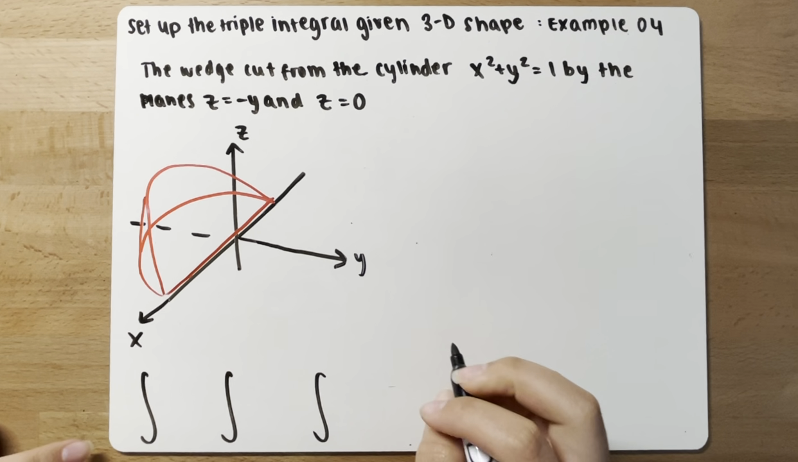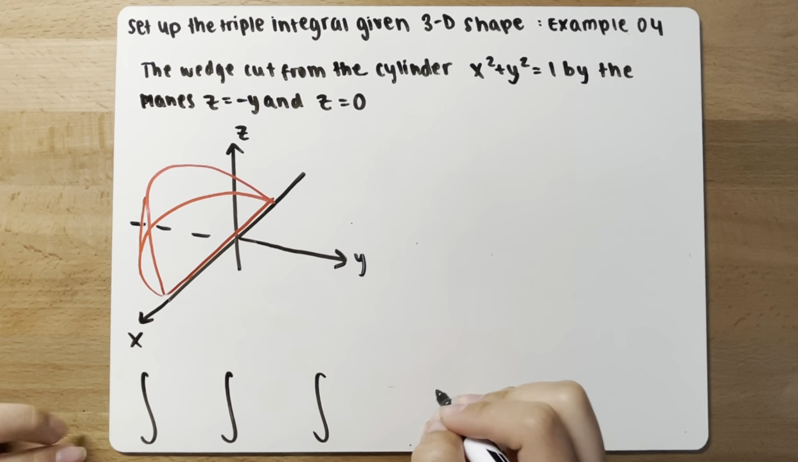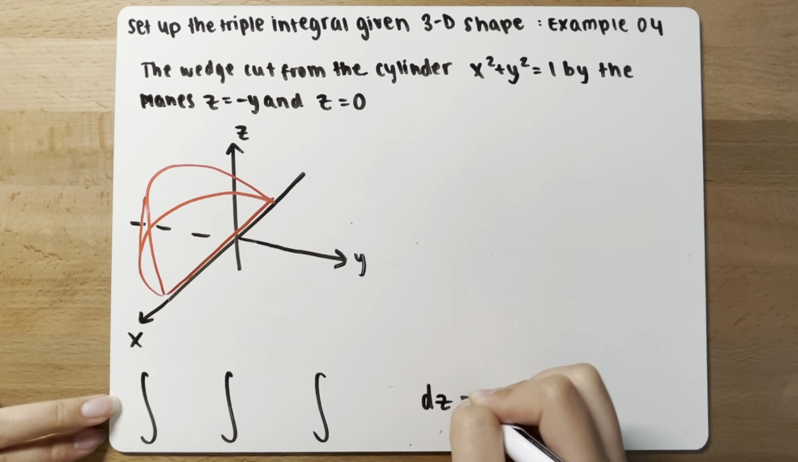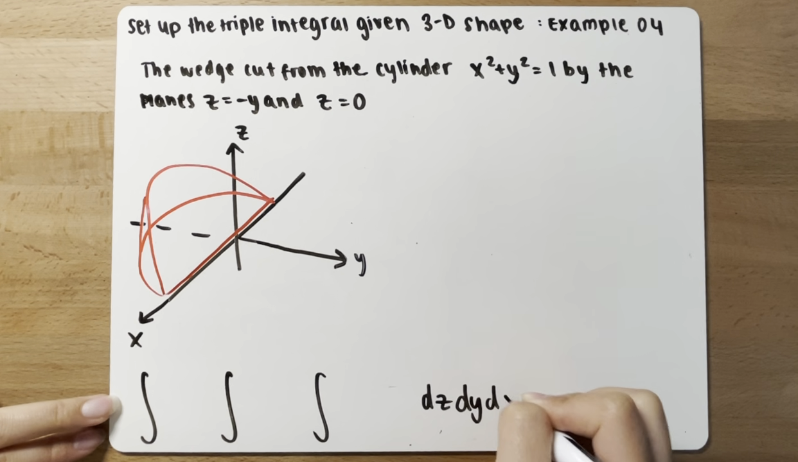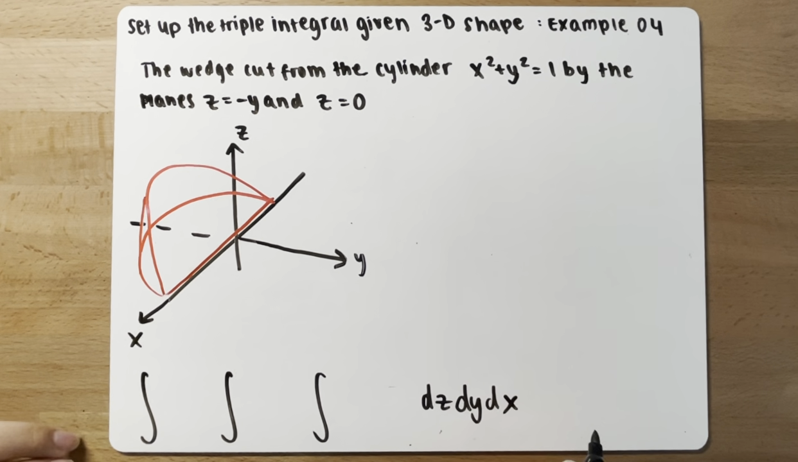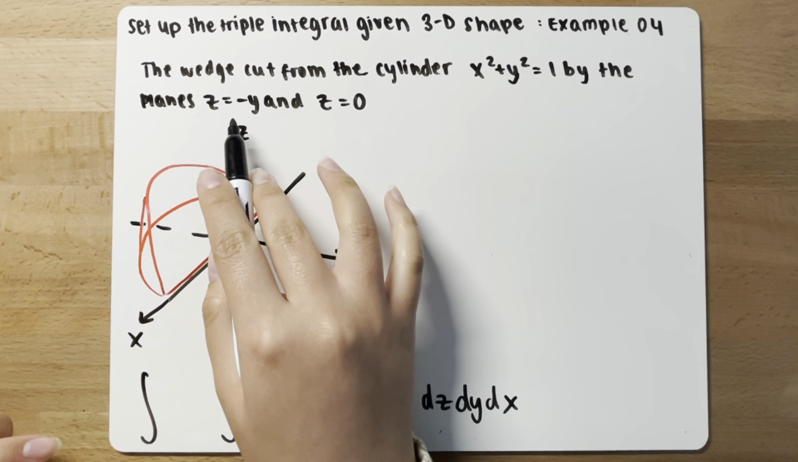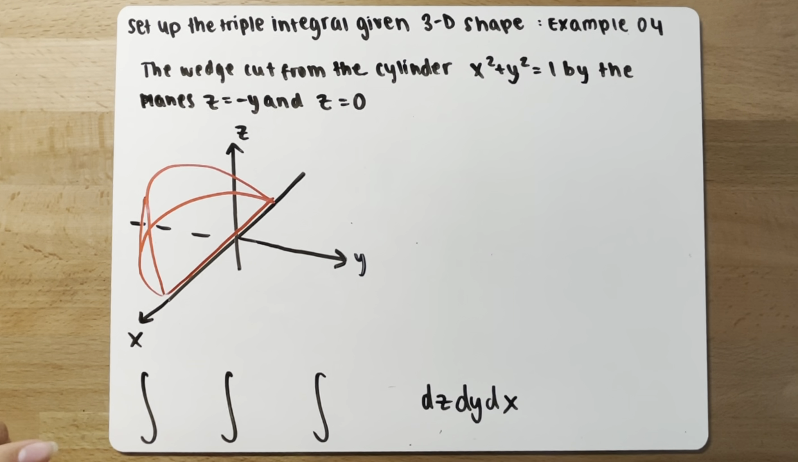For this problem, we could do dz first, dy dx, or we could do dz dx dy, it does not matter. Now it already says here that z is equal to negative y. So that means that our upper boundary will be negative y and our lower boundary will be 0.